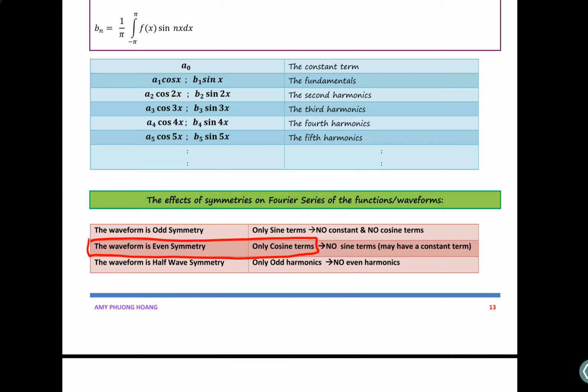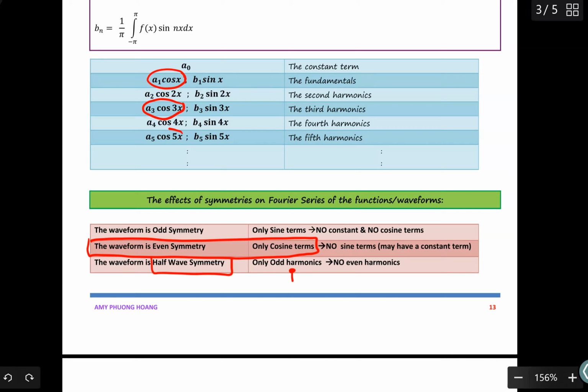I may have a constant term. And if this wave has halfway symmetry, then I only have the odd harmonics. So in this case, I should have the odd harmonics of cos, I should have that, that, that, and so on. And they asked me to prove that A naught is equal to 0, so we are going to do that. This waveform has halfway symmetry, is even, so only has the cosine term, and the odd harmonics of the cosine term.